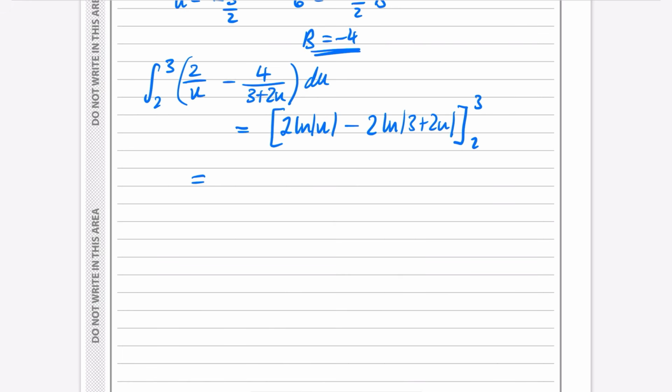So I'm going to substitute 3 into this, so I get 2 ln 3 minus 2 ln of 3 plus 2 times 3, that's 9.